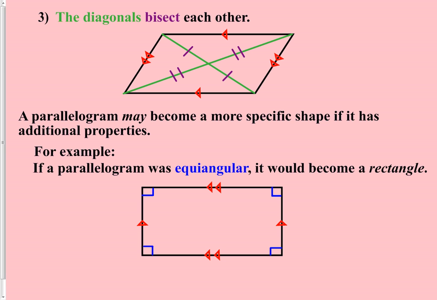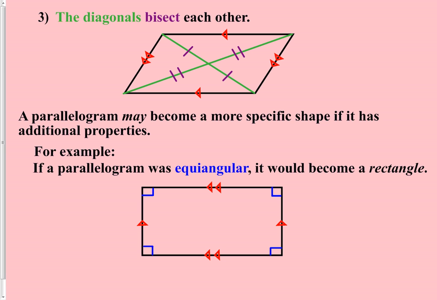Okay, so that's a lot of different properties that we have there when they introduce the term parallelogram. You have to know that both sets of opposite sides are parallel, both sets of opposite sides are congruent, both sets of opposite angles are congruent, and your diagonals bisect each other. Now, more specifically, if your parallelogram happens to be equiangular, then that will mean that your parallelogram is no longer just a parallelogram. We would call it a rectangle.